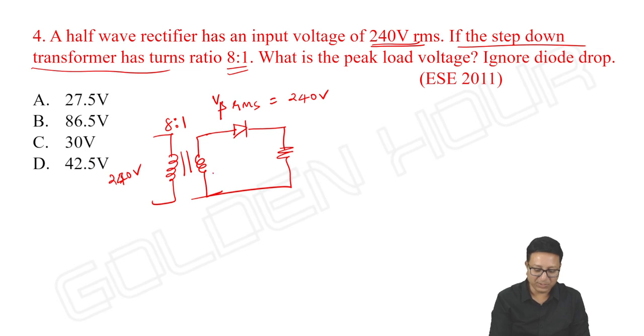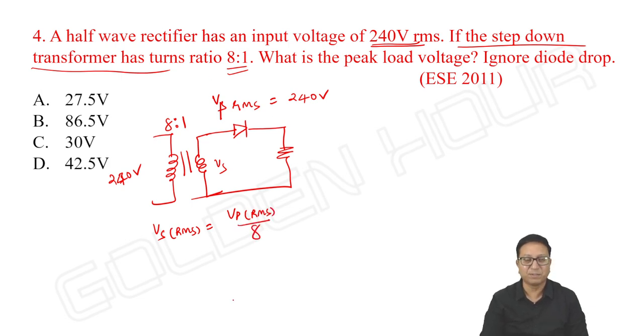So what about the RMS value of secondary voltage? V secondary RMS is equal to V primary RMS by 8, because the turns ratio V primary by V secondary is equal to N1 by N2. We are well aware of it. It is 240 by 8, which is equal to 30 volts. That is the RMS value of secondary voltage.